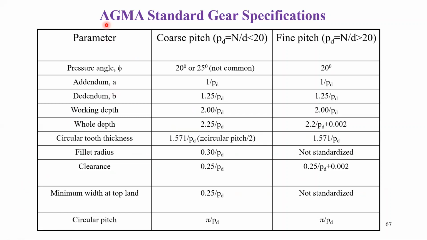And when you're going for American Gear Manufacturing Association AGMA standards or specifications, you have different parameters: the addendum, working depth, the depth or thickness of the gear, what should be the clearance, and what should be the circular pitch. These values have already been defined by AGMA, and you need to follow them for a coarse pitch and also for a fine pitch. You need to follow these design guidelines and go for a design specification.